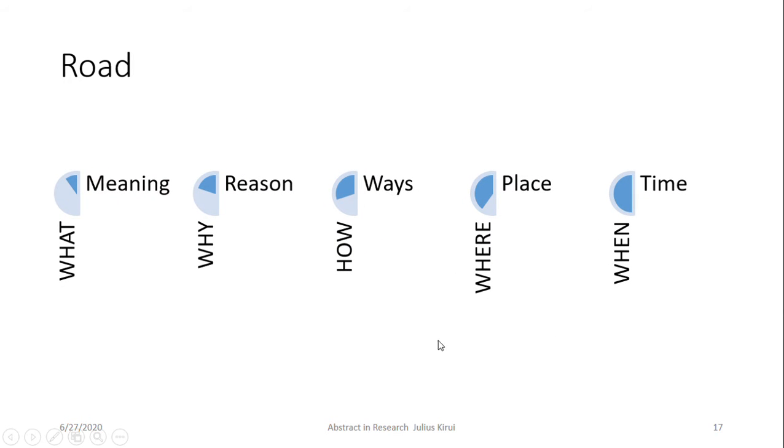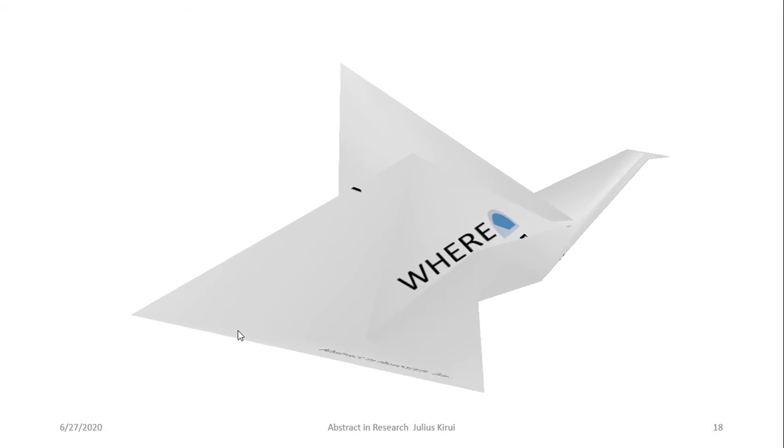So, in our direction, we look at what is road, which is the meaning. Why is road? Which is the reason why we need the road. How is road? Ways which road is brought into place. Where, which is actually the place where we have roads. And then when do we need the road? That is the time factor.